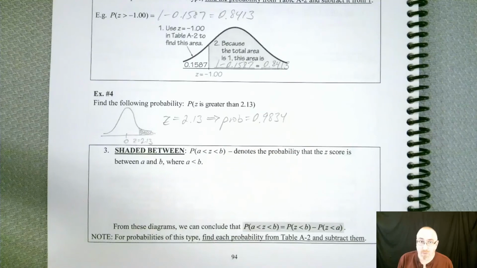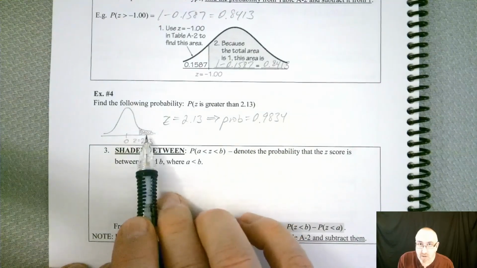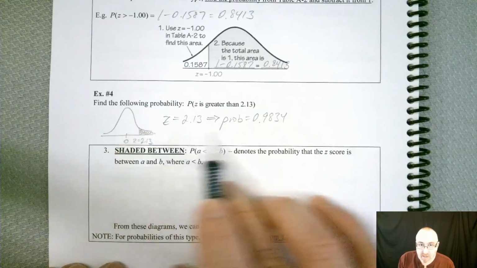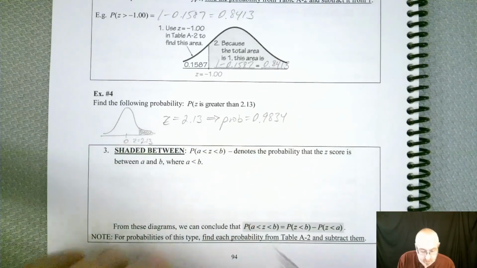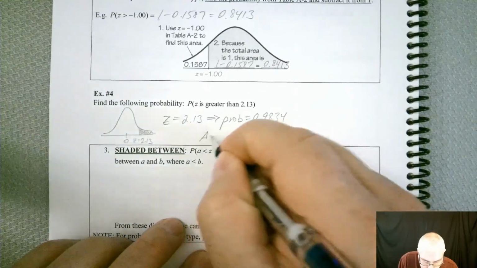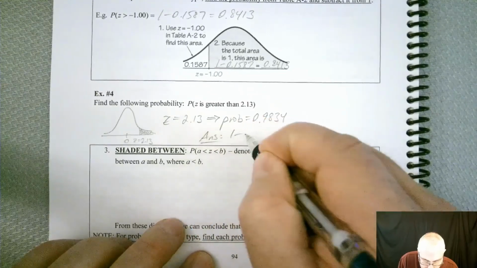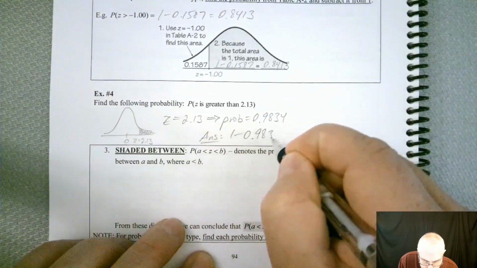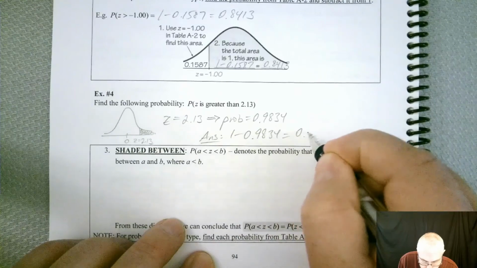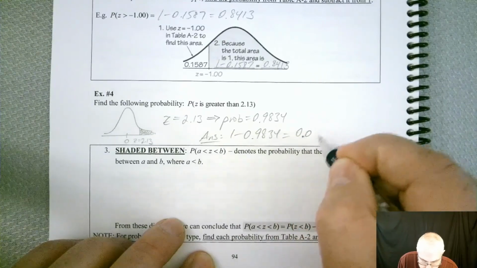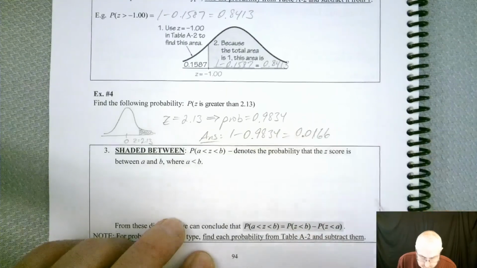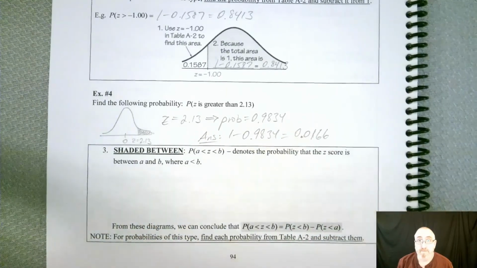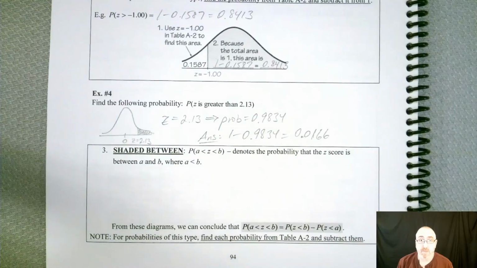But remember, we should have a little tiny answer. This is always a good thing to have as a relationship, but make sure you write your final answer correctly. So your final answer should be 1 minus that, which is 0.0166. And that's it. That's the problem.